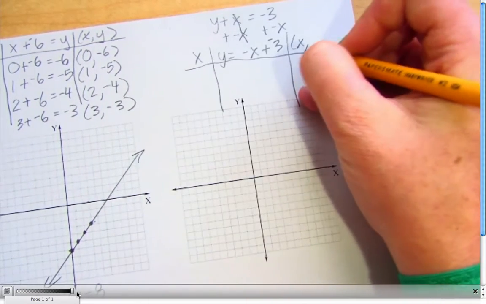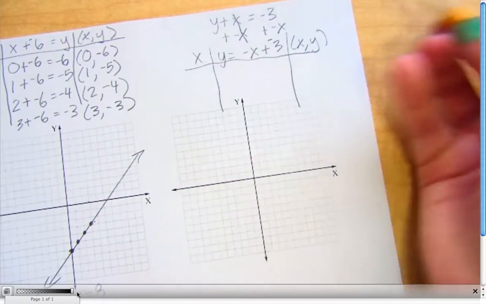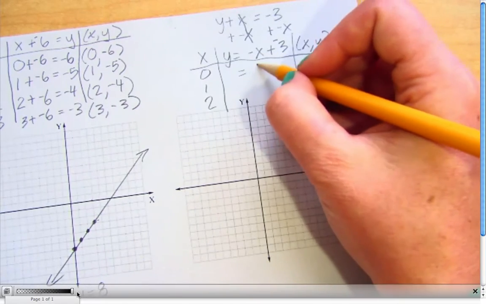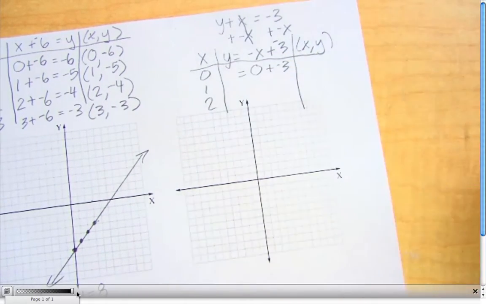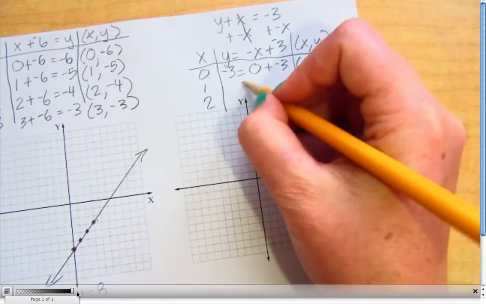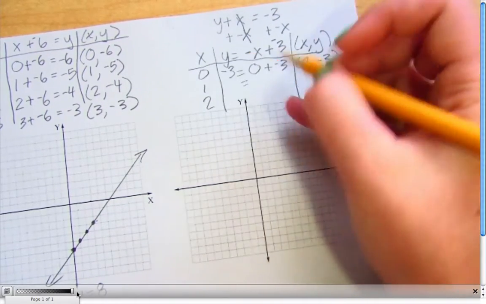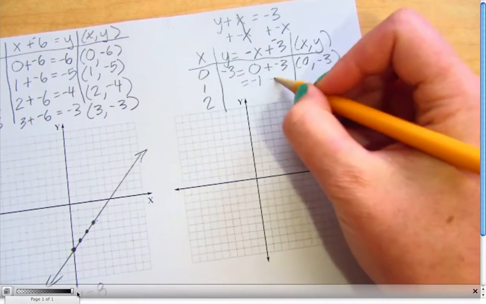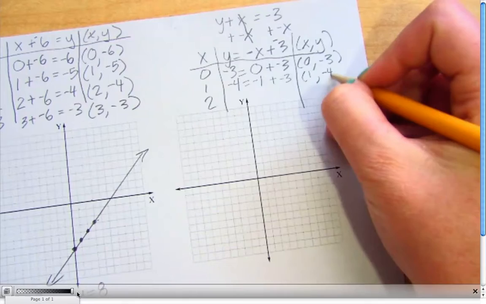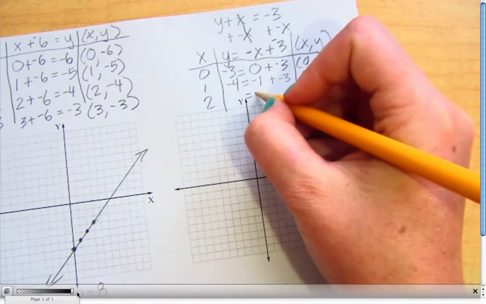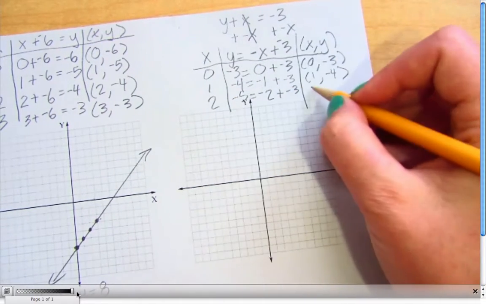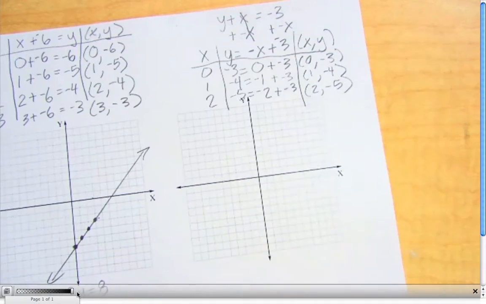So my x, and then my points will be x, y. So it's just a normal x, there's no fraction, so I'm going to use 0, 1, and 2 again. So when I plug in 0 for x, negative 0 is just 0. There's really no negative 0. So 0 plus negative 3 is negative 3. 0, negative 3. Now I'm plugging in 1. So I have a negative sign in front of the x, so it's negative 1 plus negative 3 equals negative 4. So when I plug in 1, I get negative 4. And then again, I'm plugging in 2. There's a negative sign. Negative 2 plus negative 3 is negative 5. So I get 2, negative 5.